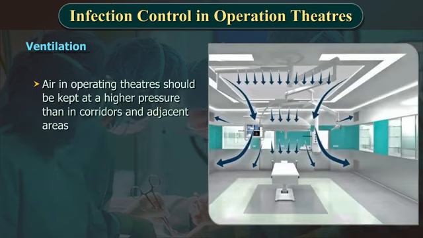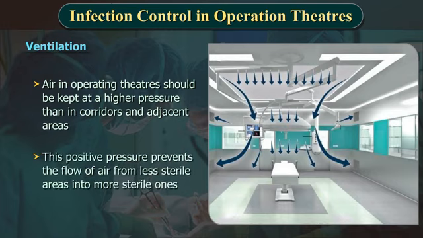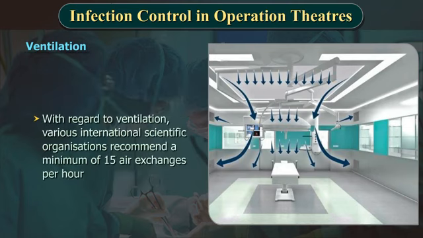The air in operating theatres should be kept at a higher pressure than in corridors and adjacent areas. This positive pressure prevents the flow of air from less sterile areas into more sterile ones. With regard to ventilation, various international scientific organizations recommend a minimum of 15 air exchanges per hour.